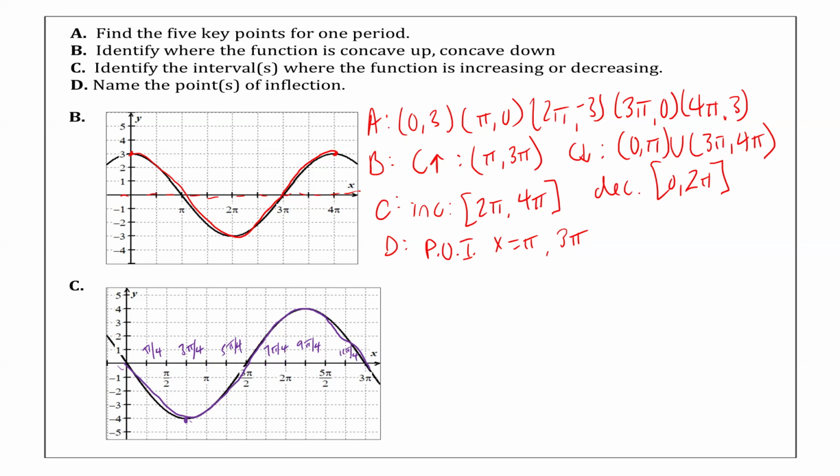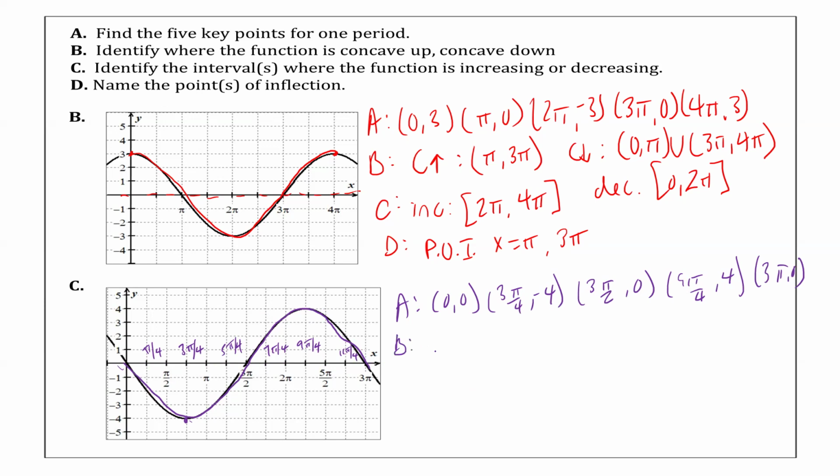Okay. What they did along the way is they just simplified, right? So that's how it established what my values are for my 5 key points. So for your 5 key points, you should have 0, 0, 3 pi over 4, comma, negative 4, 3 pi over 2, comma, 0, 9 pi over 4, comma, 4, and 3 pi, comma, 0. Yes?